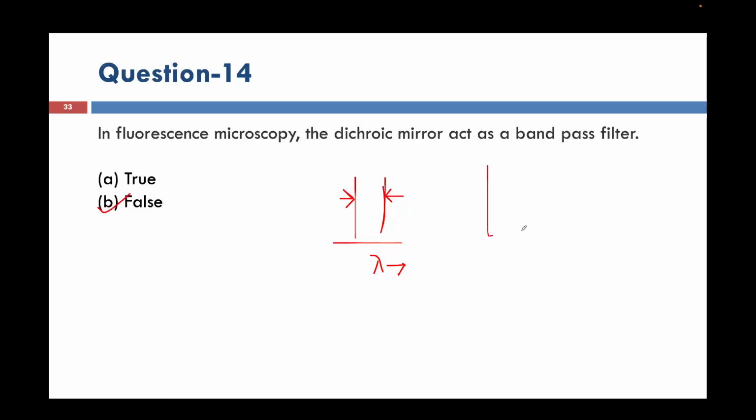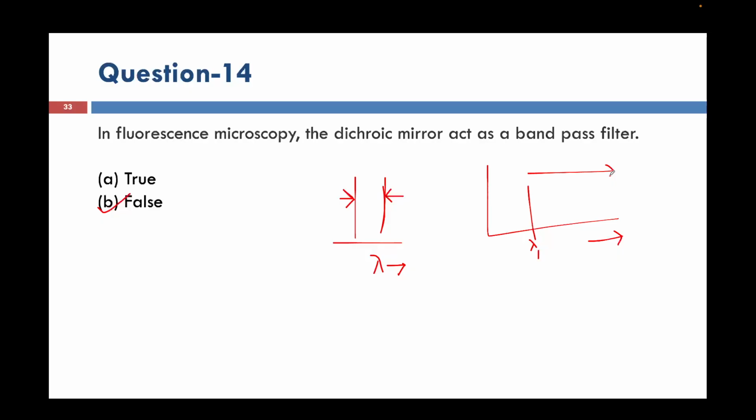So let's say this is lambda 1, and if my wavelengths are increasing, I have to design this dichroic mirror such that all the spectrum coming after this will be allowed to transmit. So in fluorescence microscopy, the dichroic mirror is used as a long pass filter instead of a band pass filter.